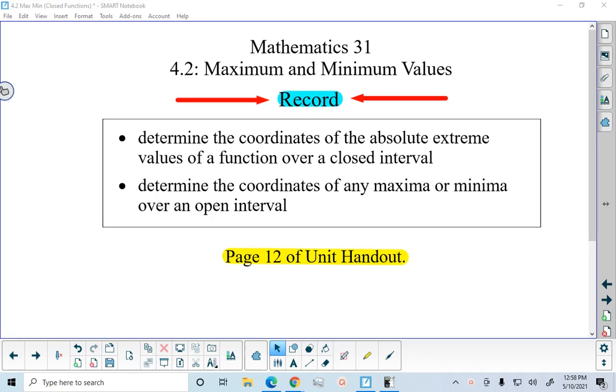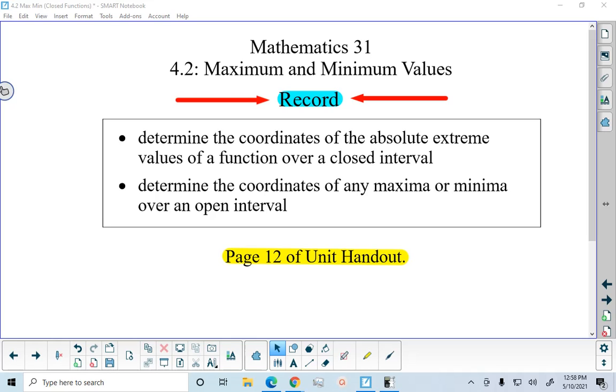We're going to be looking at finding coordinates of what are called extreme values. And we're going to be looking at a couple of different types of extreme values. Some are called absolute and some are called relative. We're also going to be looking at functions' behavior over a closed interval as opposed to functions' behavior over an open interval. What does that mean?